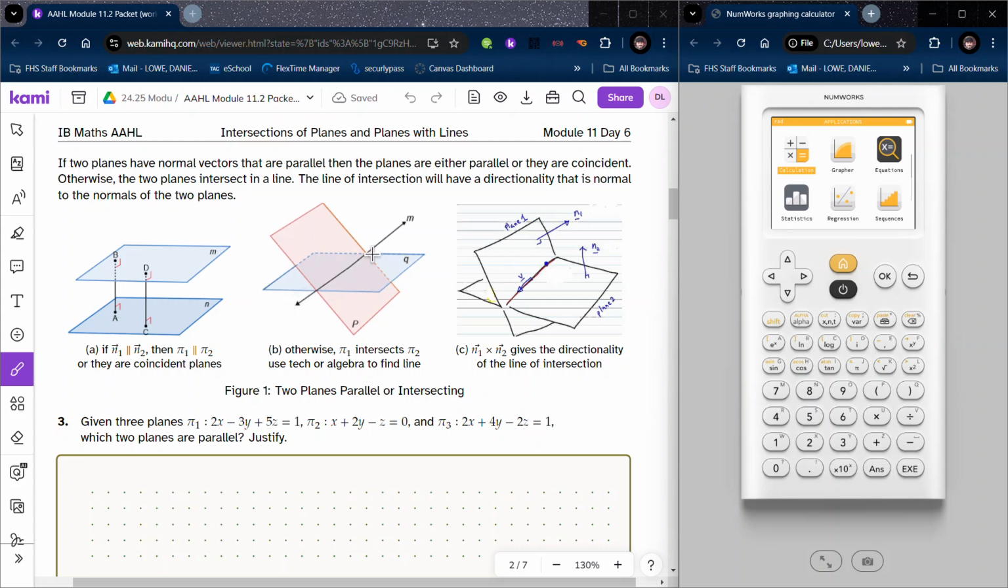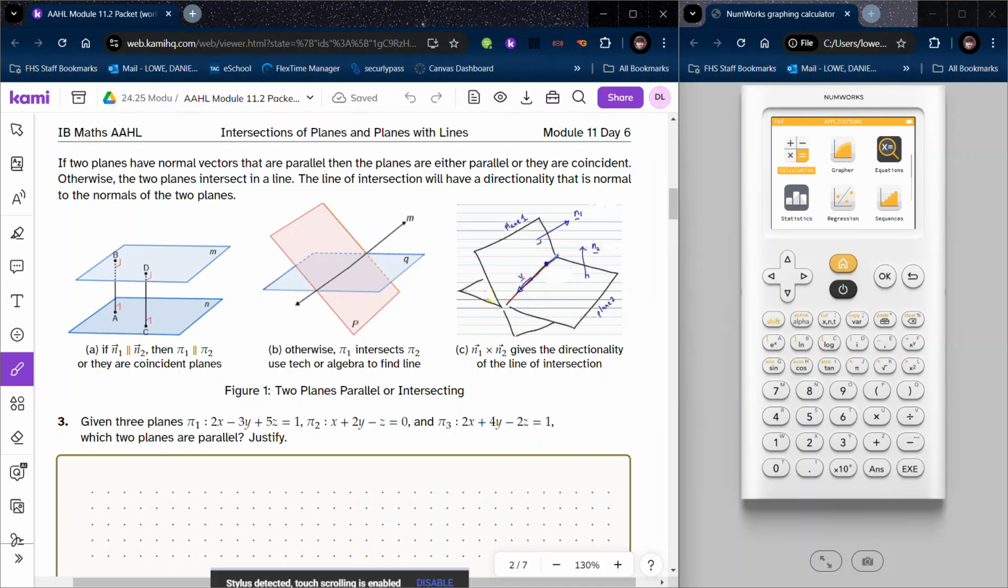I have two planes, they'll intersect in a line. And that line of intersection will have a directionality that is normal to the normals of the two planes. So if I want to figure out what's going to be the directionality of the line of intersection, it's going to be perpendicular to my two normals. So I can use technology or algebra to find that line of intersection, and crossing the normals will give the directionality of that line of intersection.